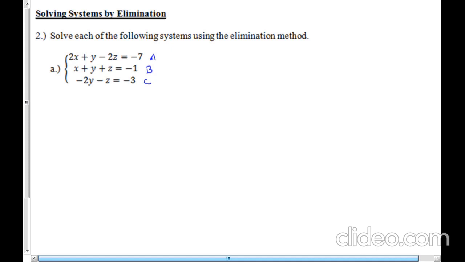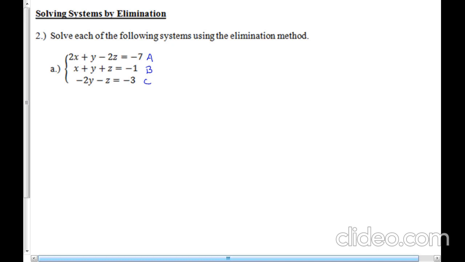So equation C is what I'm going to look at first. Equation C here only has two variables, which is good. We know how to solve a system if we have two equations with two variables, as long as they are the same variables. So C has two variables. They are y and z. So what we want to do is find a way to combine A and B in a way that's going to give us just a y and just a z. So we want to eliminate x, essentially.